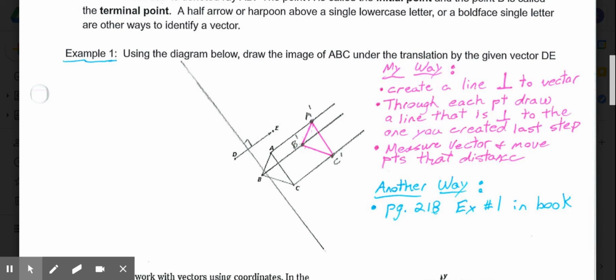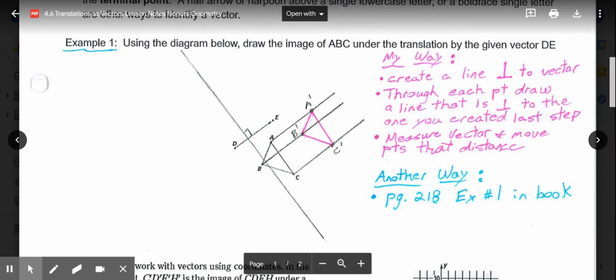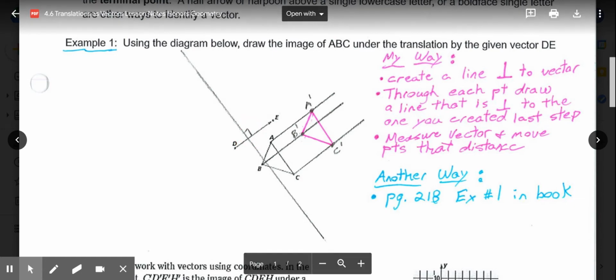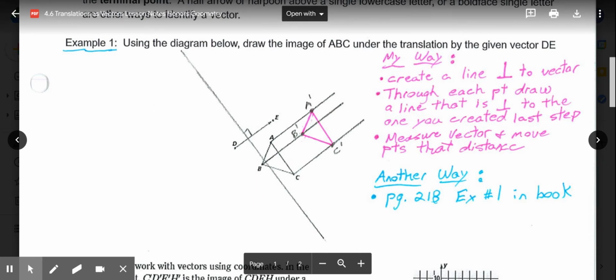So the way that I do it, the first thing I do is create a line perpendicular to the vector. It doesn't matter where it goes through the vector, as long as this line is perpendicular to my vector, so it crosses it at 90 degrees. So I just drew and extended that line. I need to extend that line far enough that each of my points, A, B, and C, from my original shape, could hit it if they were also meeting it at 90 degrees.